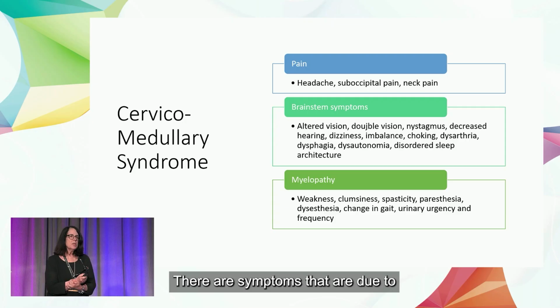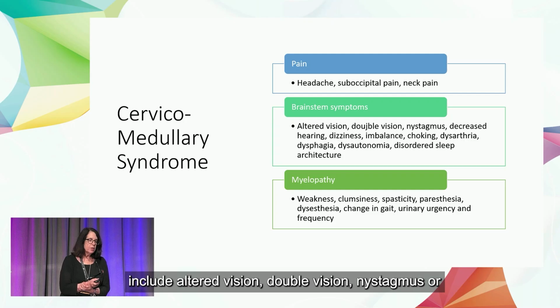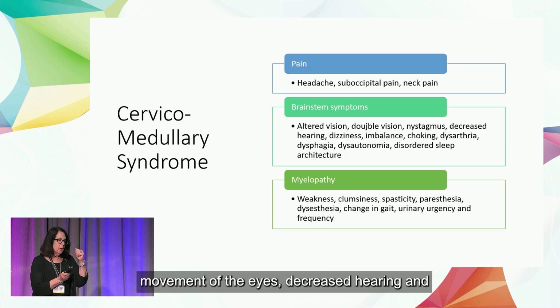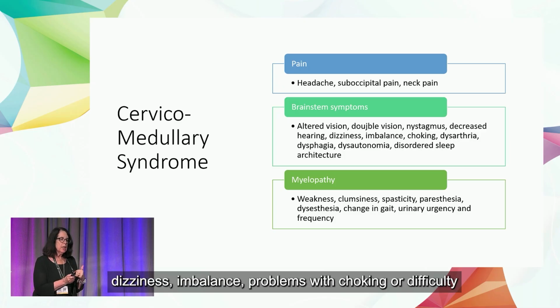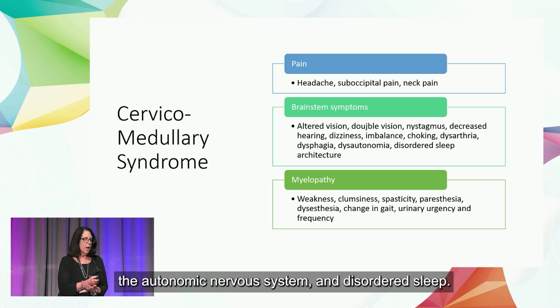There are symptoms that are due to compression of the brainstem, and these include altered vision, double vision, nystagmus or movement of the eyes, decreased hearing and dizziness, imbalance, problems with choking or difficulty with speaking, difficulty with swallowing, problems with the autonomic nervous system, and disordered sleep.